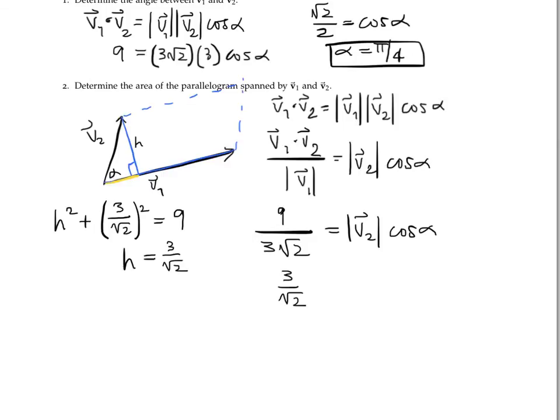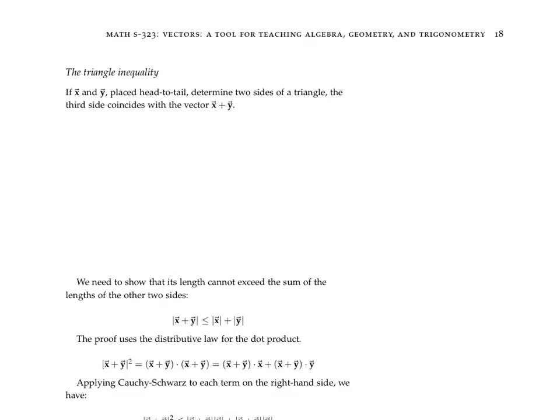And so now we have the height, and we also have the length of the base, because v1 itself was 3 times root 2. So the area here is going to be the length of v1, the length of the base of the parallelogram, 3 times root 2, times the height, which is 3 over root 2. The root 2's will divide out, and we're left with just 9. And that's that.